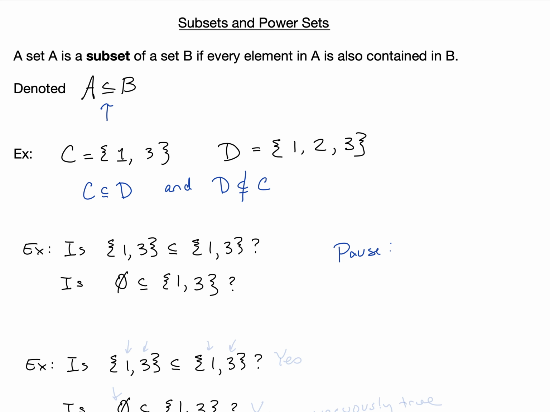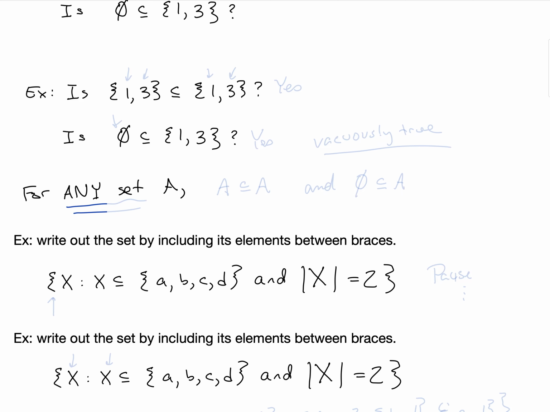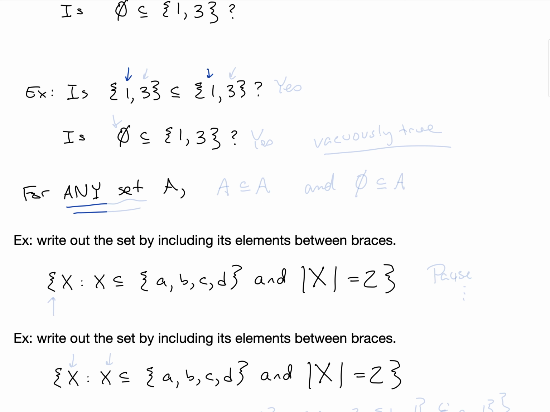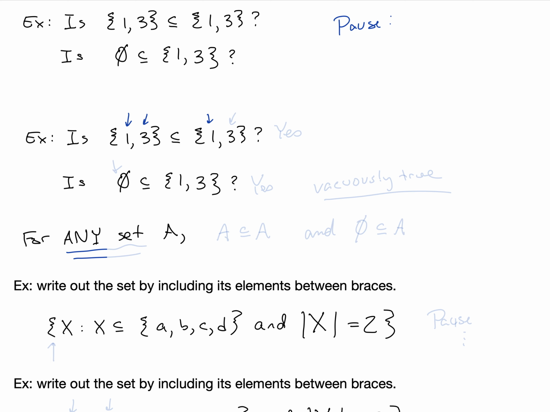Okay, so is the set containing 1 and 3 a subset of itself? Well, the question is, is each element of the first set also an element of the second? So 1 is in the first set and it's in the second set? Yes. 3 is in the first set and it's in the second set? Yes. So yes, this set is a subset of itself. And in general, any set A is always going to be a subset of itself, no matter what.